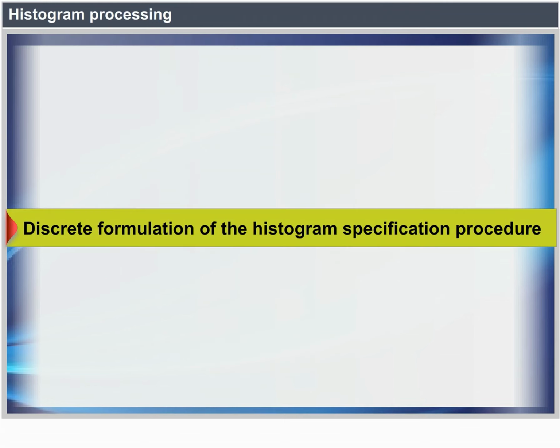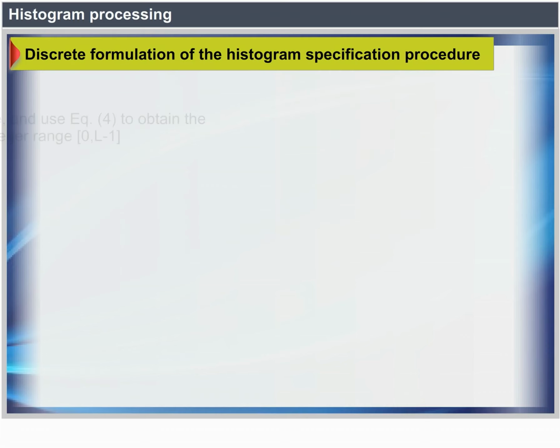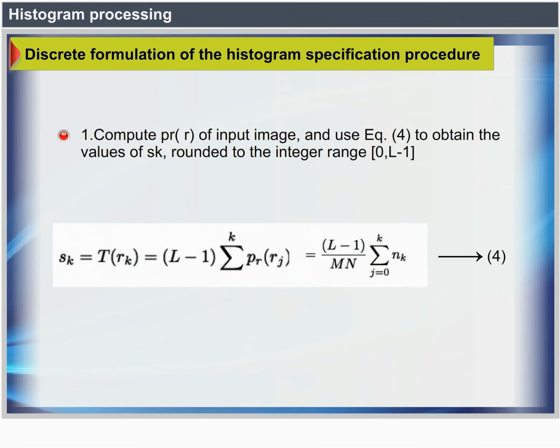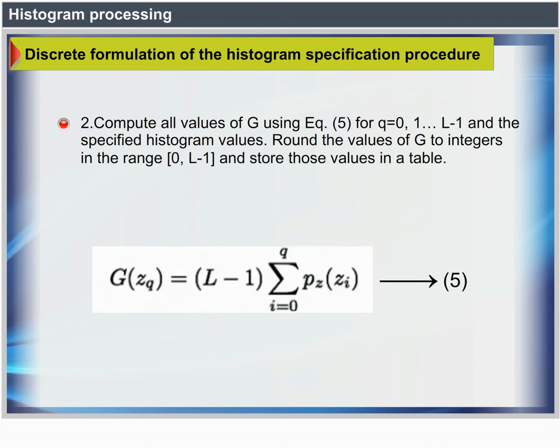Round the values of G to integers in the range 0 to L-1 and store those values in a table. For every value of Sk, use the stored values of G to find the corresponding value of Zq so that G of Zq is closest to Sk, and store these mappings from S to Z. When the mapping is not unique, choose the smallest value by convention.